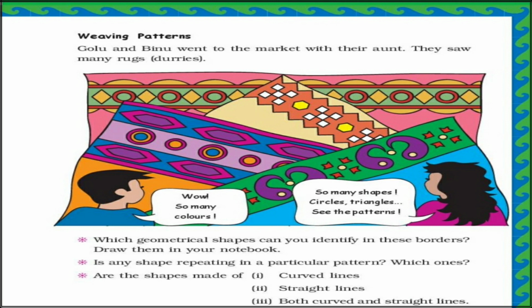Are the shapes made of curved lines, straight lines, or both curved and straight lines? The shapes are made of both curved and straight lines. See, here the picture is made of curved lines. This is the shape made of curved lines. Here you can see the hexagon. It is made of straight lines. Similarly, this is also made with the help of straight lines. Here you can see the pattern. It is made by curved lines.